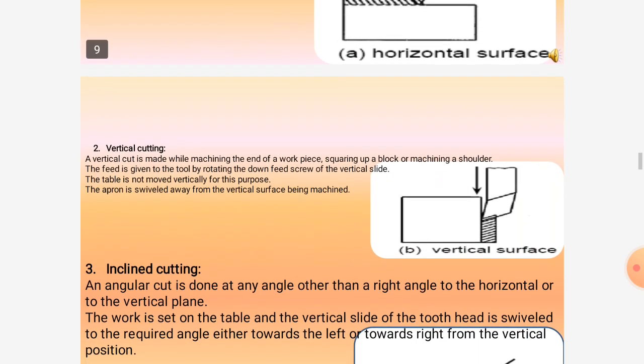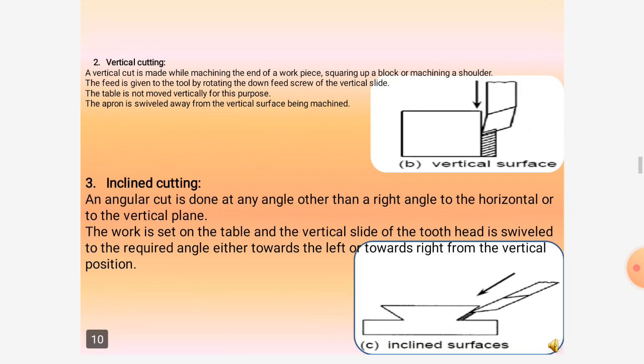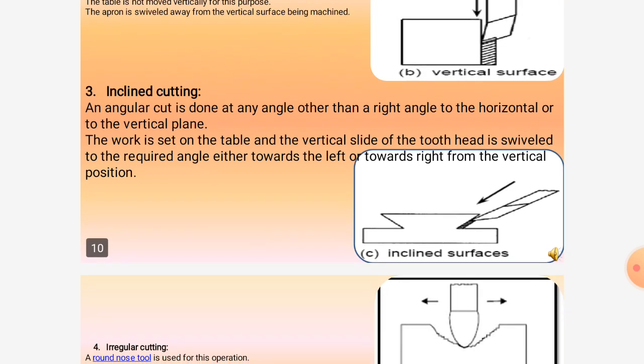Now next is vertical cutting. A vertical cut is made while machining the end of a workpiece, squaring up a block, or machining a shoulder. Third, inclined cutting. An angular cut made at any angle other than a right angle to the horizontal or the vertical plane is called inclined cutting.